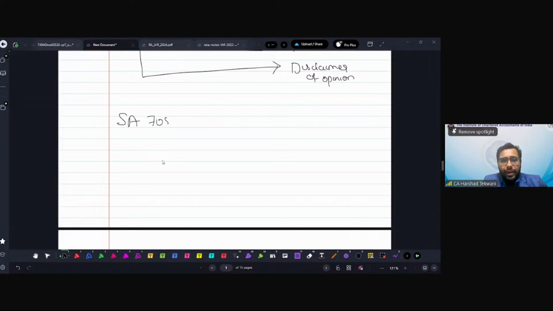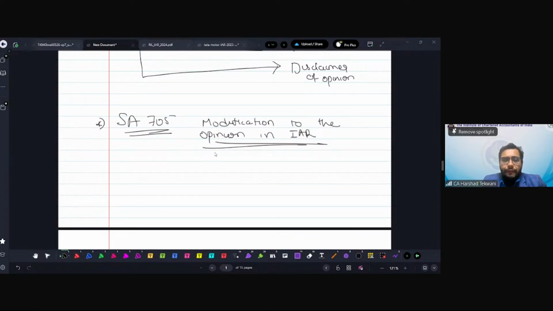So SA 705, that is your modification to the opinion in the independent auditor's report. Now, can anyone tell me when you issue which opinion? Like when am I required to issue an adverse opinion, or when am I required to issue a disclaimer of opinion?